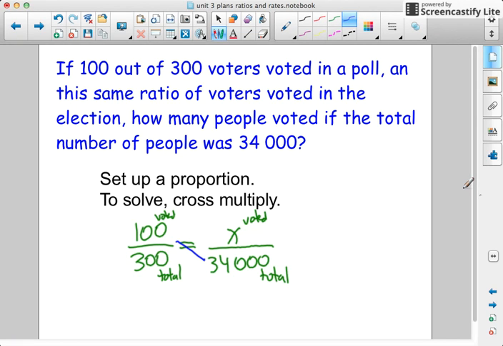So what I could do is take 34,000, times it by 100, and then the one opposite of the variable I'm going to divide by. So this would be 34,000 times 100 divided by 300. And x would equal 11,333.